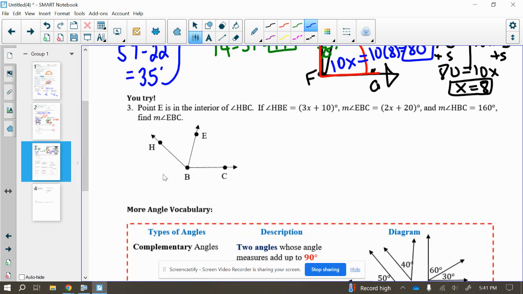Try this next one on your own. First, find x, and then make sure you plug it back in to find EBC. Be sure to label your picture.